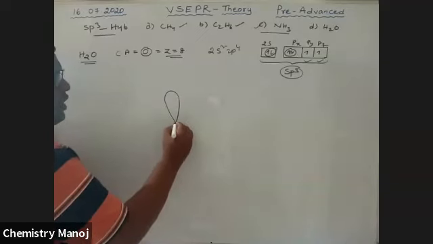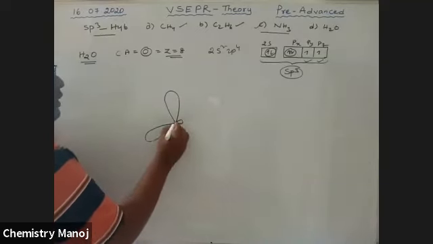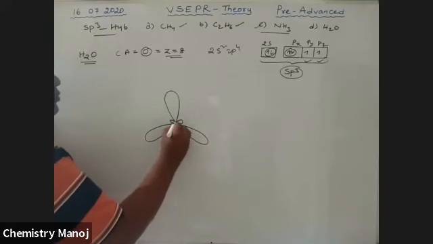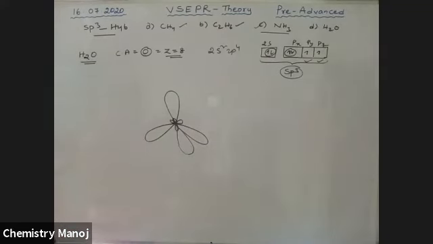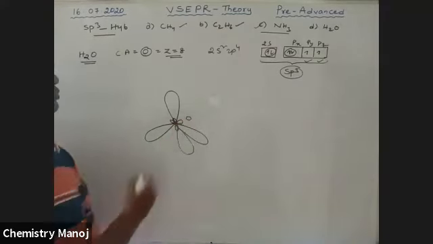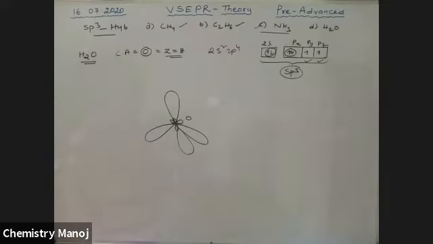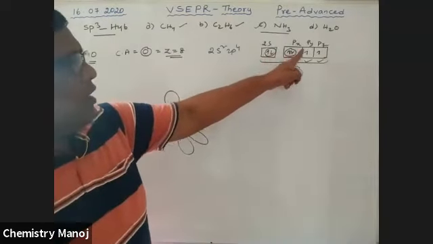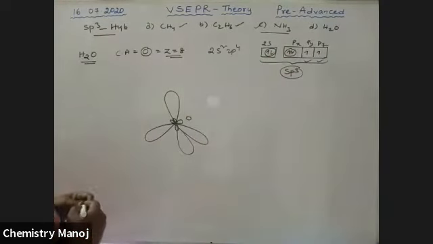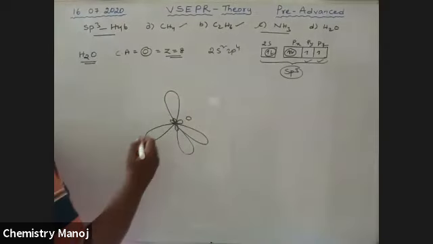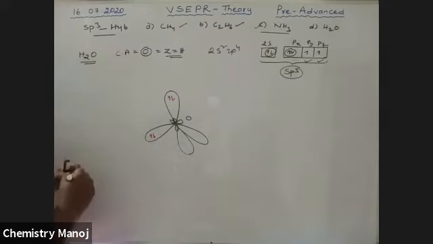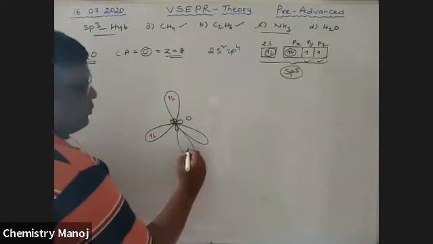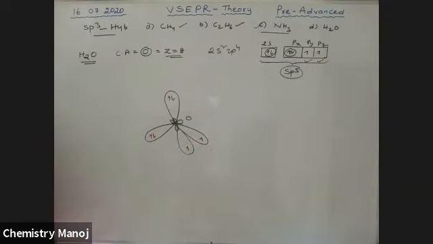in tetrahedral shape, just like in methane. These are the 4 sp3 hybrid orbitals of oxygen. In these sp3 hybrid orbitals, 2 orbitals have pairs of electrons, 2 orbitals have unpaired electrons. See here, these are the orbitals with paired electrons, and these are the orbitals with unpaired electrons.